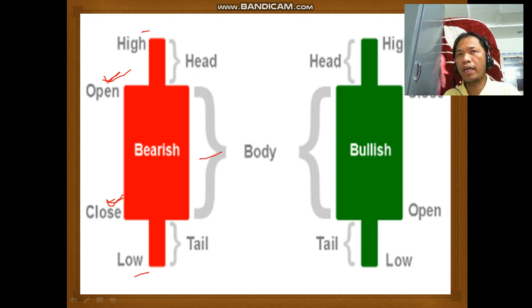Now if you see the candle is green, it means the closing price is above the opening price. So this is the high of the day and this is the low price of the day. So now it is clear that if it is a red candle, the closing price is below the opening price. If it is a green candle, the closing price is above the opening price.